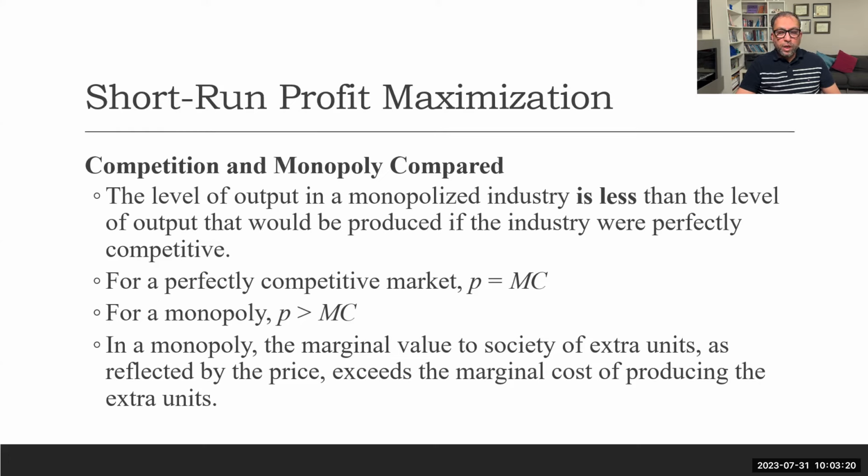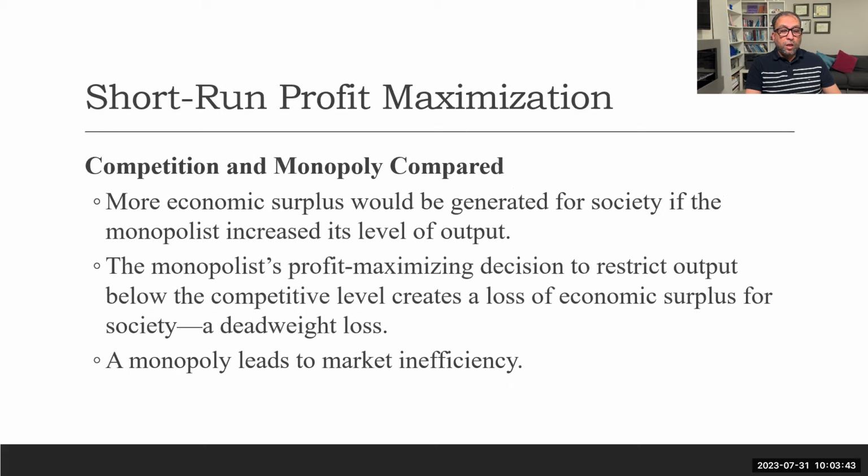For a perfectly competitive market, price is equal to marginal cost. But here the price is greater than marginal cost. So for a monopoly, price is greater than marginal cost. In a monopoly, the marginal value to society of an extra unit, as reflected by the price, exceeds the marginal cost of producing the unit, because marginal cost is not equal to price. So more economic surplus would be generated for society if the monopolist increased its level of output. If they produce more, society is going to benefit.